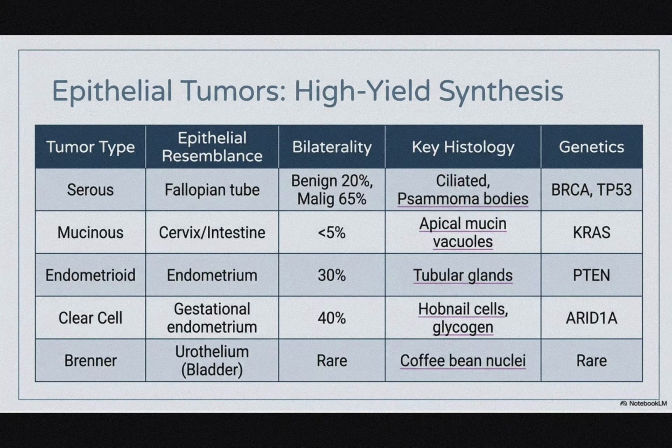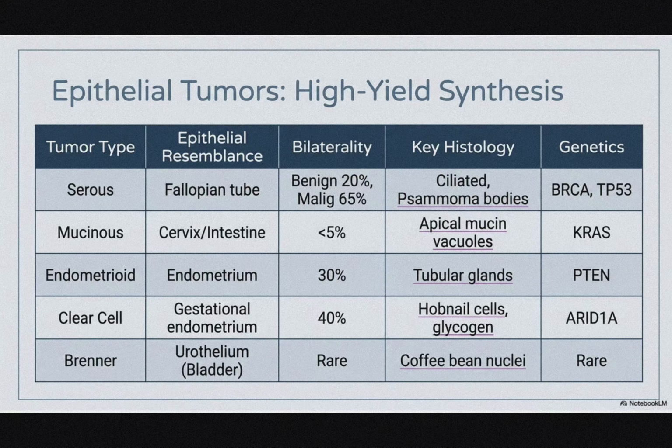Mucinous: epithelial resemblance is cervix and intestine. Bilaterality is less than 5%. Key histology is apical mucin vacuoles. Genetics is KRAS gene mutation. Endometrioid: epithelial resemblance is endometrium. Bilaterality is 30%. Histology is tubular glands. Genetics is PTEN mutations. Clear cell: epithelial resemblance is gestational endometrium. Bilaterality is 40%. Key histology is hobnail cells and glycogen. Genetics is ARID1A gene mutation.